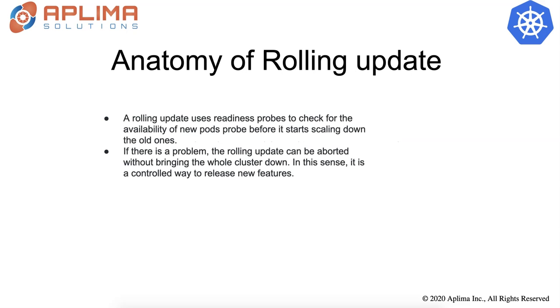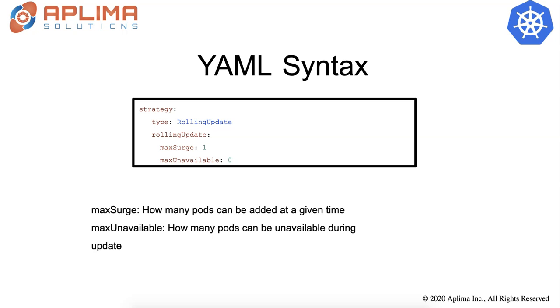Rolling updates use readiness probes to check for the availability of new pods. In case of a problem, a rolling update can be aborted quickly without bringing the whole cluster down. In this sense, it is a controlled way to release new features. Rolling update is one of the default deployment strategies in Kubernetes.